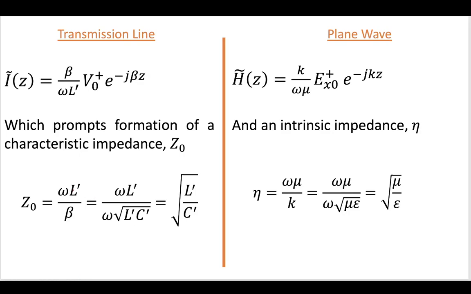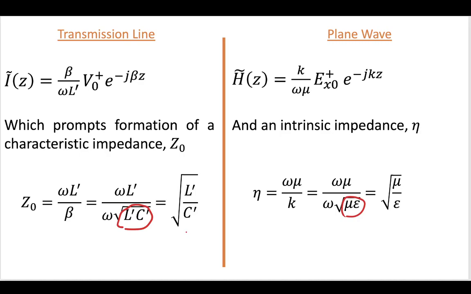For the transmission line, we call it the characteristic impedance, and for the plane wave, we call it the intrinsic impedance. So Z0 for the transmission line, and eta for the plane wave. And we have some relationships for the characteristic impedance and the intrinsic impedance, and we can see that they're very similar to each other, right? We have this root of L over C, root of mu over epsilon, and it makes sense because we said that for the TEM case on the transmission line, LC would be equal to mu epsilon. So it's not a surprise that these look so similar.